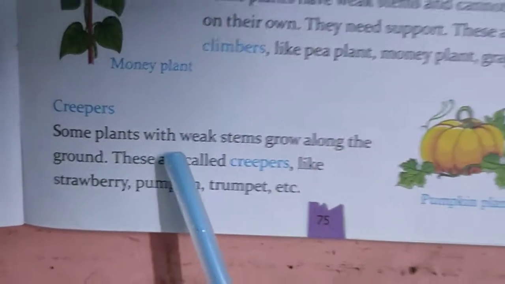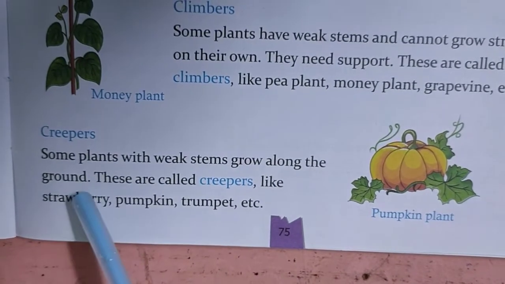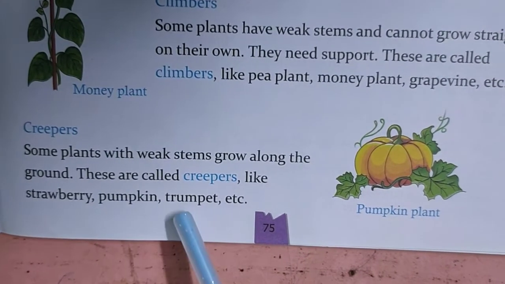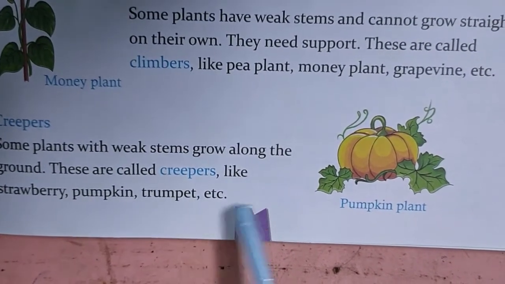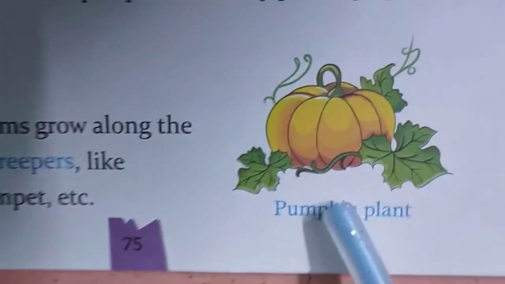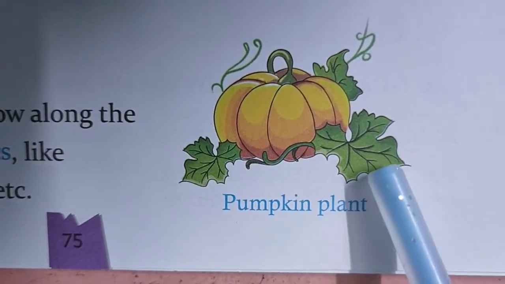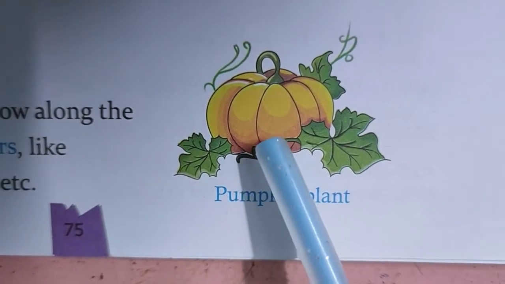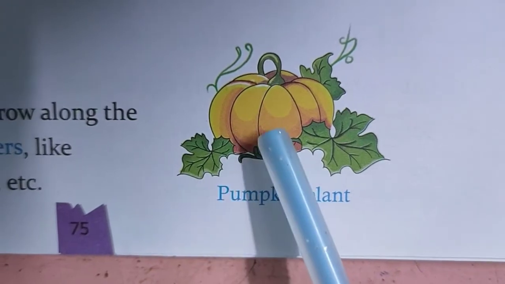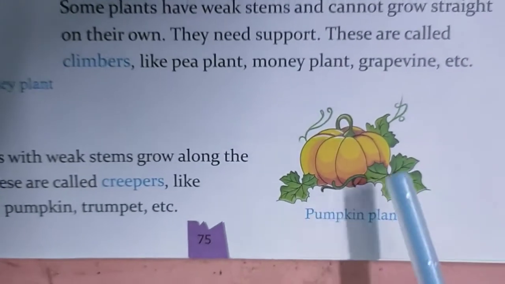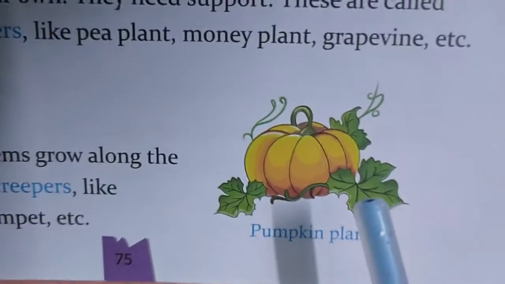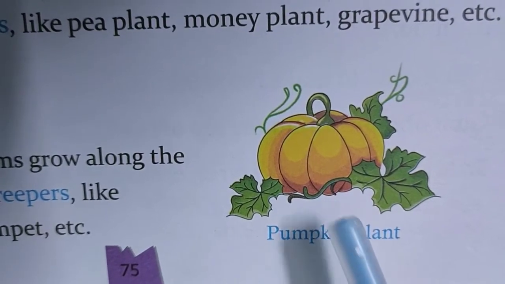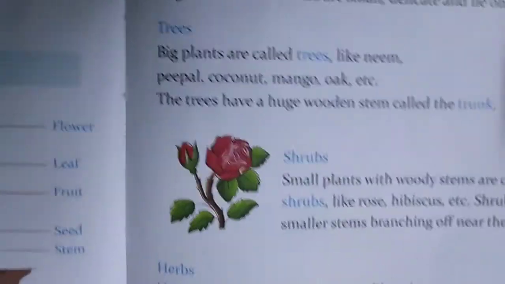Creepers. Some plants with weak stems grow along the ground. These are called creepers, like strawberry, pumpkin, watermelon. Generally their fruits are heavy, so they cannot take a support due to their fruits. See, pumpkin, watermelon, are huge. So the stem cannot bear that weight. Now go next.